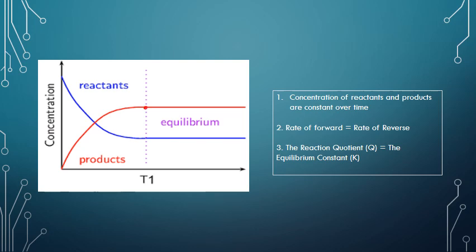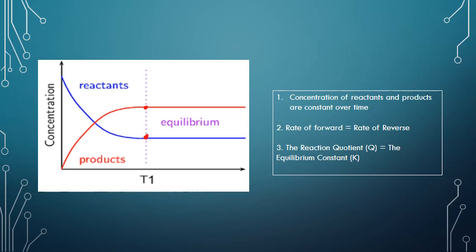Okay, sampailah satu tahap at T1. And also the concentration of reactant akan berkurang as time goes by. Sebab apa? Reactant kita dah convert kepada produk. That's why as time goes by, concentration of the reactant akan berkurang sampailah satu tahap at T1.